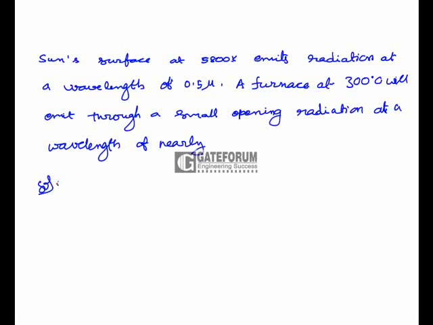Sun's surface at 5800 Kelvin emits radiation at a wavelength of 0.5 microns. A furnace at 300 degrees centigrade will emit through a small opening radiation at a wavelength of nearly. Here we know that lambda T is equal to constant, where lambda is the wavelength and T is the temperature. So from this, let us say the lambda T of the sun, that is 0.5 microns into 5800 Kelvin, is equal to lambda of the furnace, that is the wavelength of the furnace, into 300 degrees centigrade.